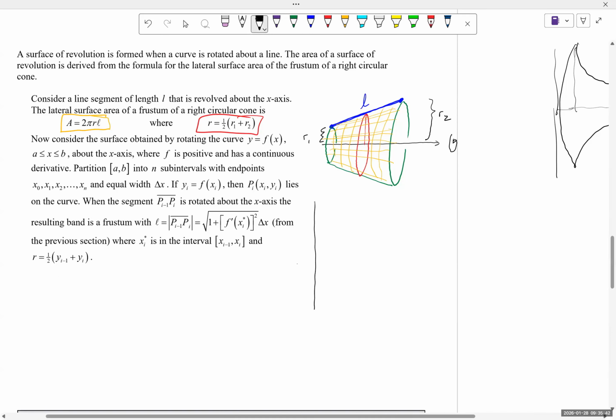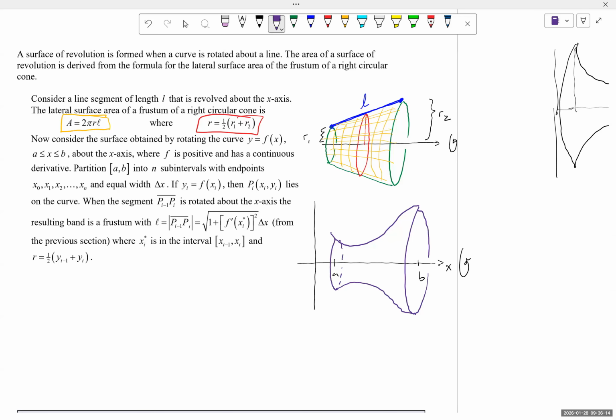But if I were to take a curve now between A and B, I want you to imagine maybe a curve that looks like this. And I rotated that about the horizontal axis. I would get a surface that maybe looks like this. Not perfect, but I think it's probably enough to get the idea across. You with me? Okay.